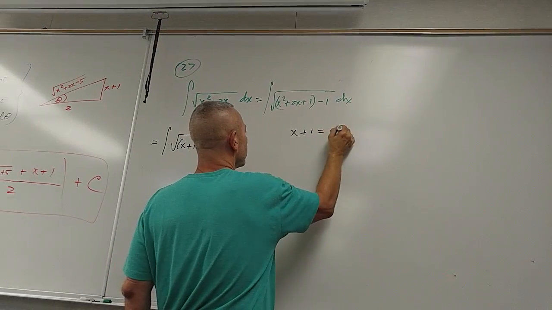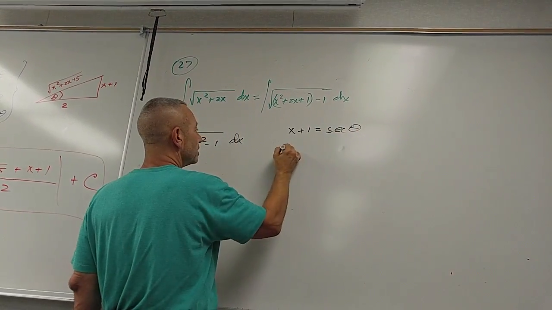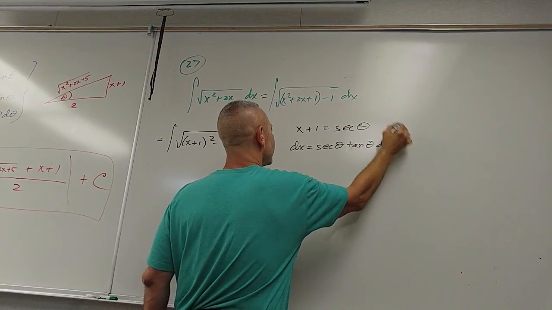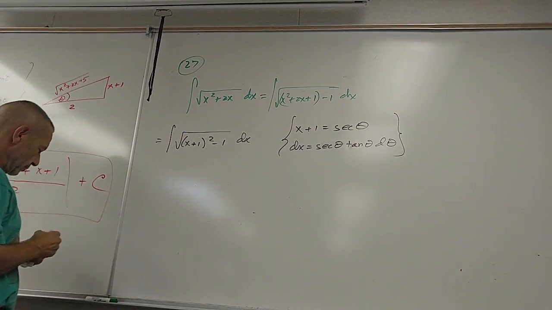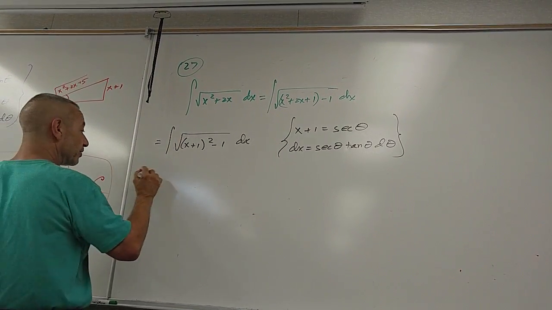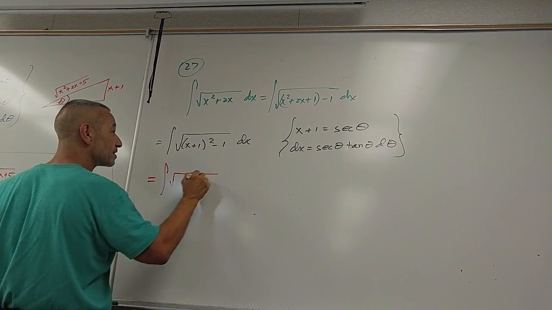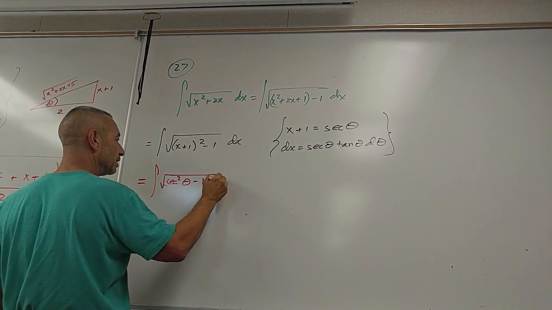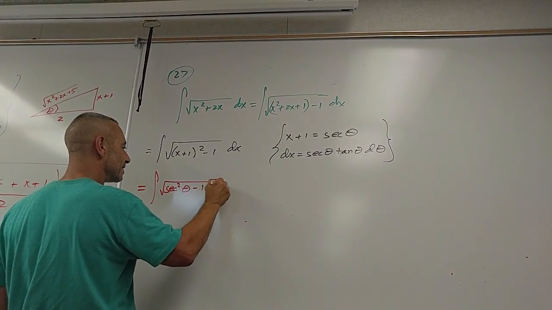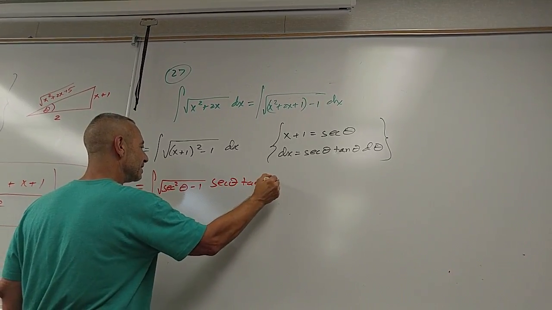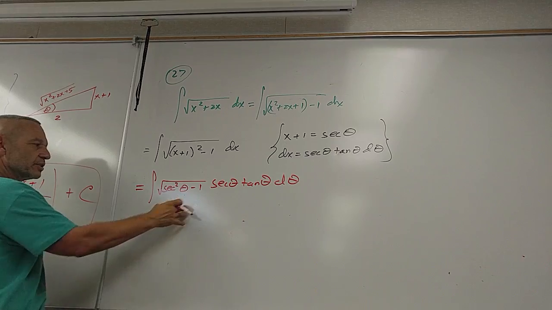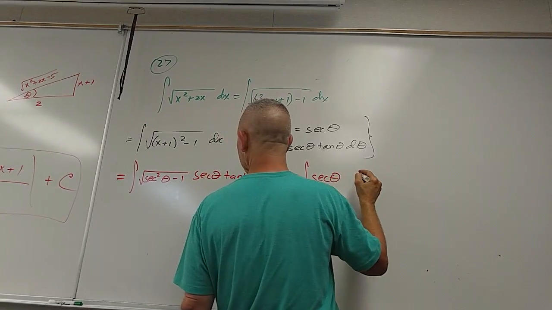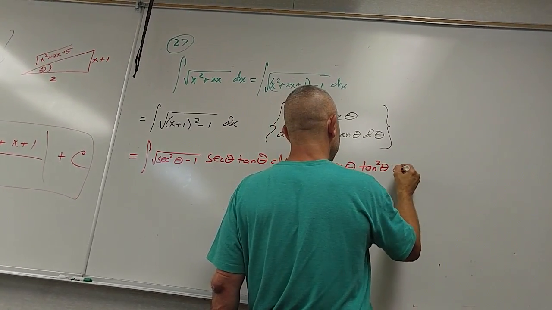So x plus 1 is secant theta. Then dx is secant theta tan theta d theta. I better get it right this time when a secant comes out of that radical. So secant squared theta minus 1, and dx is secant theta tan theta d theta. So that's a tangent there, isn't it? Yeah. So that's the integral of secant theta tan squared theta d theta.